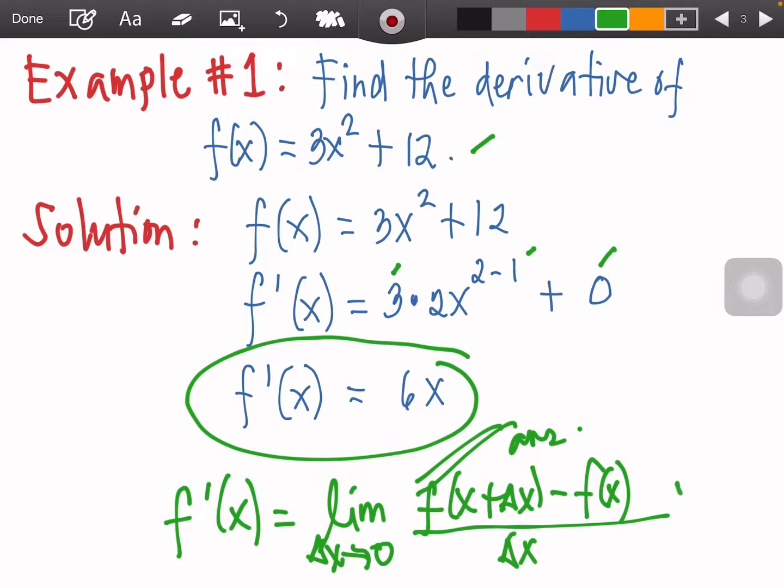So this was the concept, the basis of this formula.